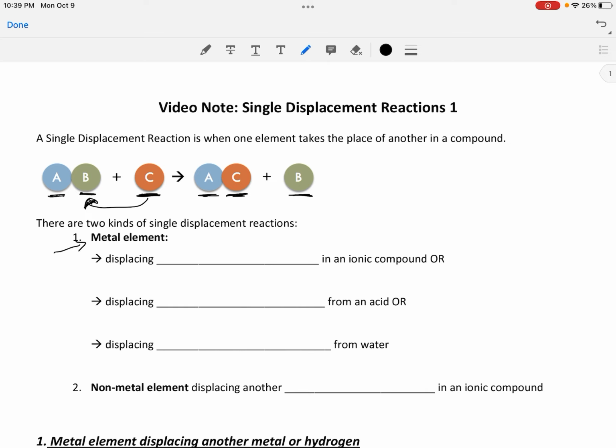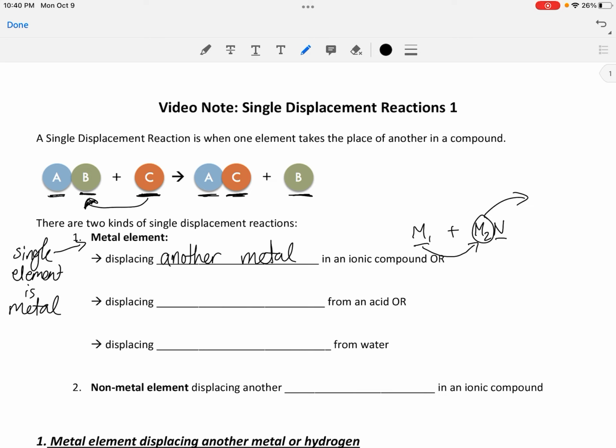So first, if the single element that's coming in to destroy a nice little ionic compound is a metal, there's actually three things it can do. The first thing it might do is displace another metal in an ionic compound. So this is where metal 1 comes in here and sees metal 2 happily bonded to a non-metal. That metal 1 will come over and bump out your metal 2 and steal the non-metal.